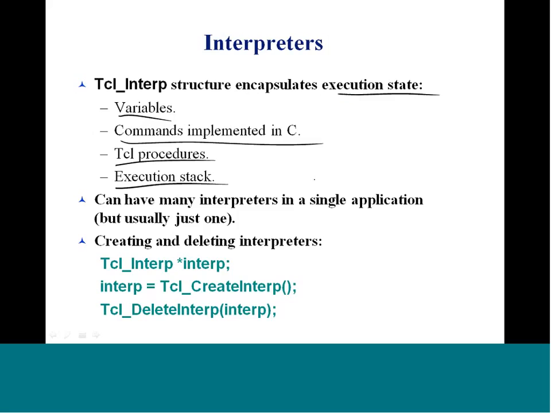And for creating and deleting interpreters, basically in Tcl we can do interp create, which creates an interpreter. In C, we can assign the interp with the Tcl_CreateInterp command. This is another way to create one, and we can also delete it by just using the Tcl_DeleteInterp command.